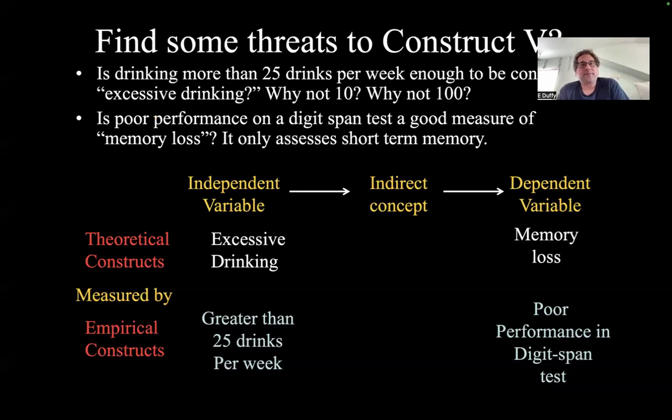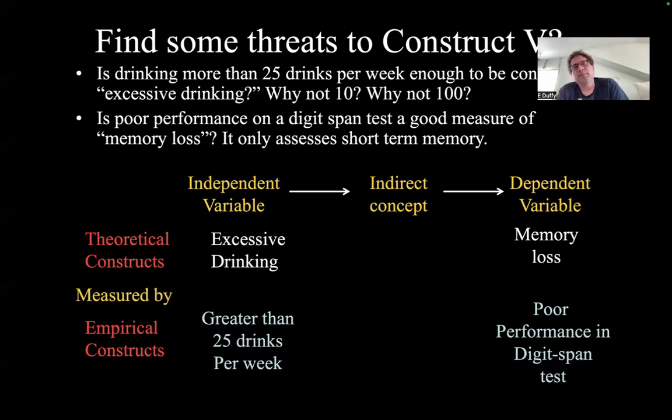But what about threats to construct validity? You could say, is more than 25 drinks per week enough to be considered excessive drinking? Why not 10? Why not 100? Who defines why 25 is the cutoff point?